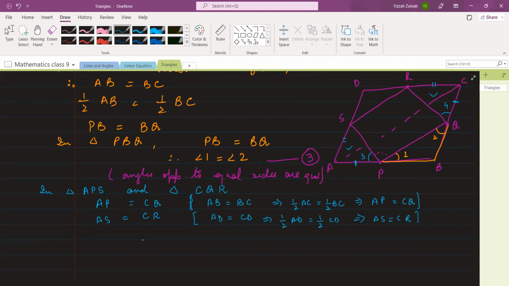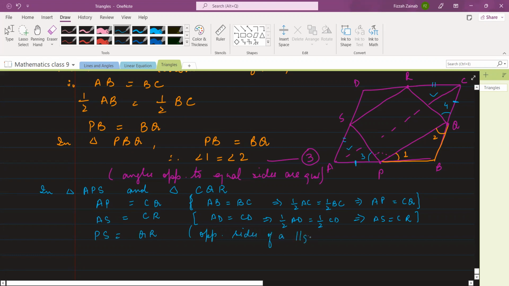Okay. Now one more side I need. Because I've already shown that PQRS is a parallelogram, the inside quadrilateral, opposite sides of a parallelogram are equal. So I can say PS is equal to QR, right? So I have also got this side is equal to this side. So basically by SSS criteria, these two triangles are congruent.